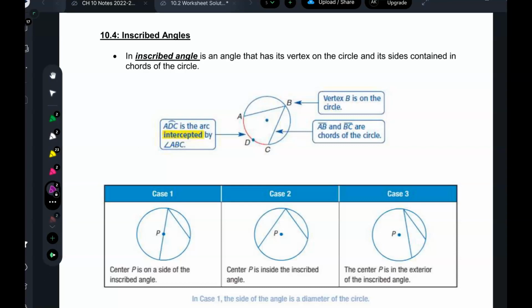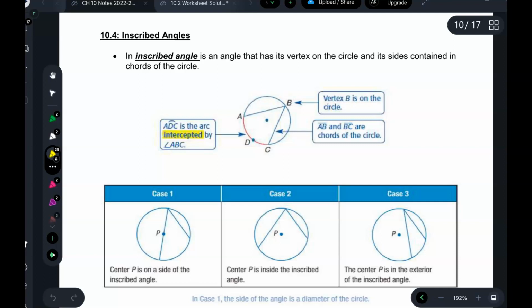Going to look at inscribed angles, okay? What we did yesterday was central angle. Remember, a central angle, where's the vertex? The vertex is at the center. So an inscribed angle is when the vertex is on the circle.